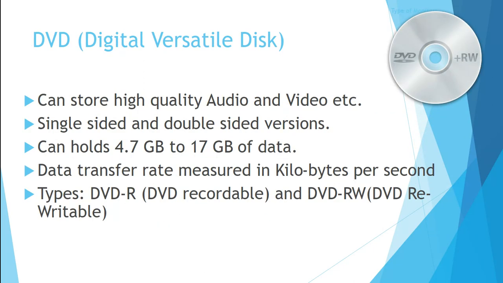Next is the digital versatile disk. This digital versatile disk looks a lot like a CD, but it stores high quality audio and video. It can be single-sided or double-sided and can hold 4.7 GB to 17 GB of data. The data transfer rate is in kilobytes per second, so it is quite fast, and DVDs are of two types, DVD recordable and DVD rewritable, just like CD.